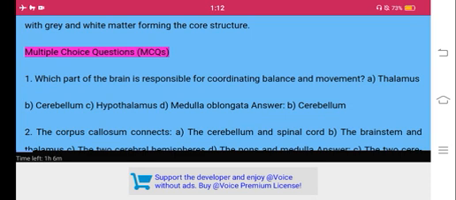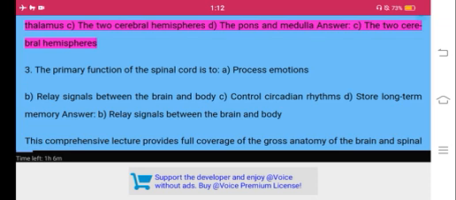Multiple choice questions, MCQs. 1. Which part of the brain is responsible for coordinating balance and movement? A. Thalamus. B. Cerebellum. C. Hypothalamus. D. Medulla oblongata. Answer. B. Cerebellum. 2. Corpus callosum connects. A. The cerebellum and spinal cord. B. The brainstem and thalamus. C. The 2 cerebral hemispheres. D. The pons and medulla. Answer. C. The 2 cerebral hemispheres.